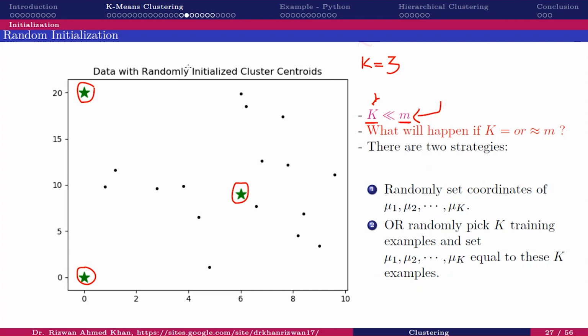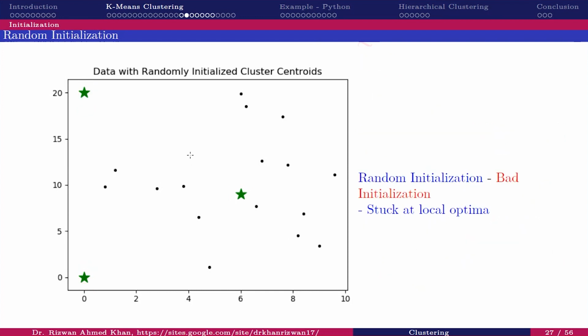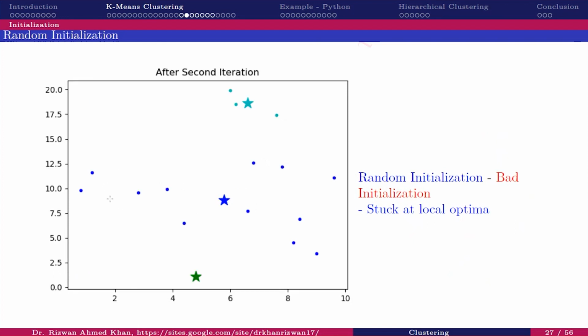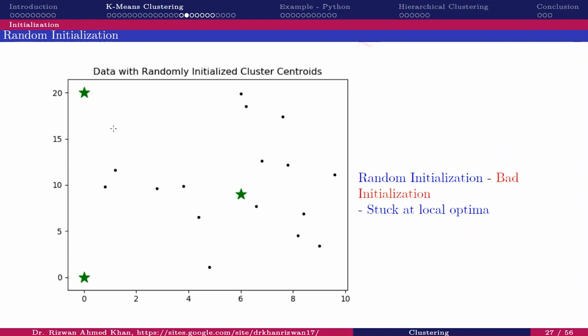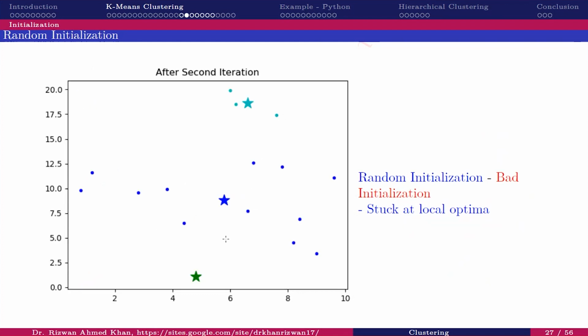But let's say this is the data set given, and we initialize our cluster centroids in these three locations, right? And I will show what the solution will be if we initialize over here. So this is a kind of bad initialization, and we will be stuck at local optima. So this is a good example to show what a bad solution is, right? So after the second iteration, if we initialize at these three coordinates, our final solution would look like this.